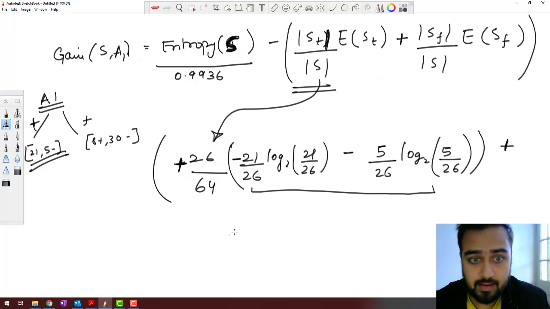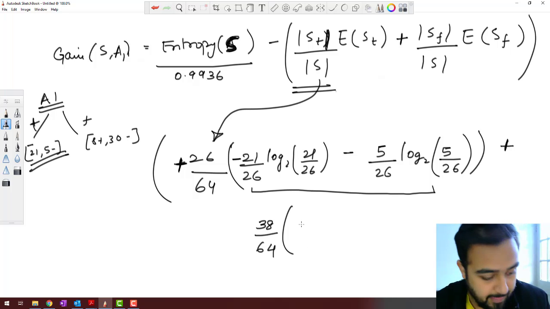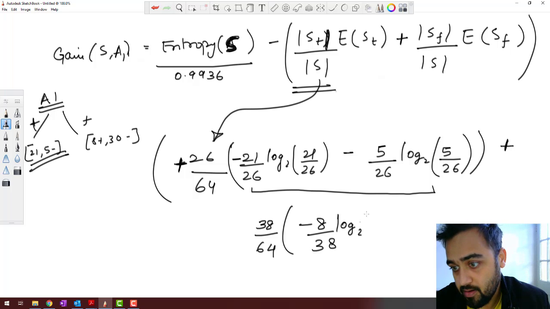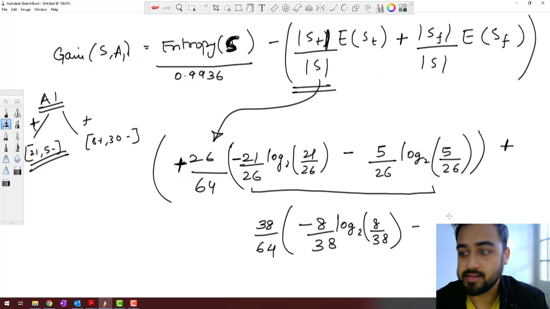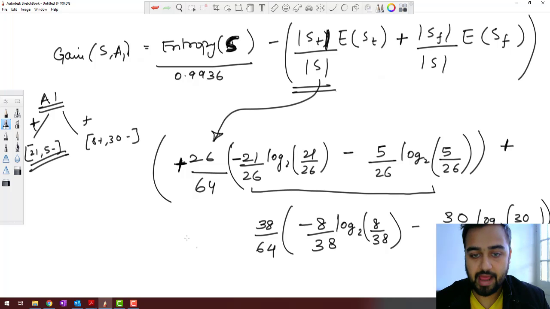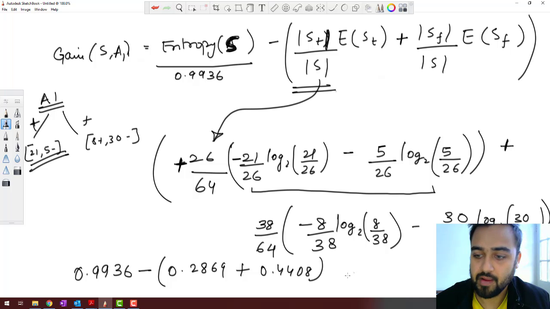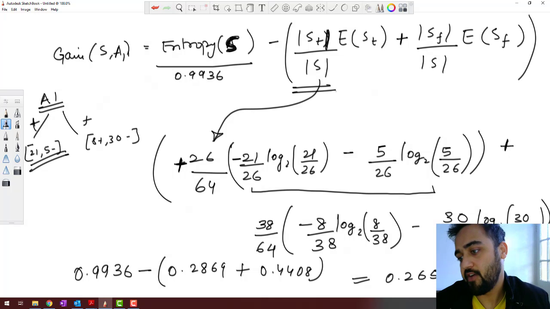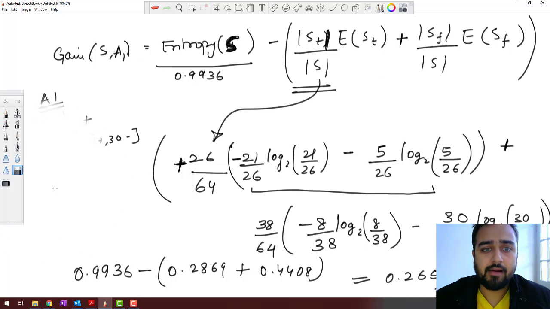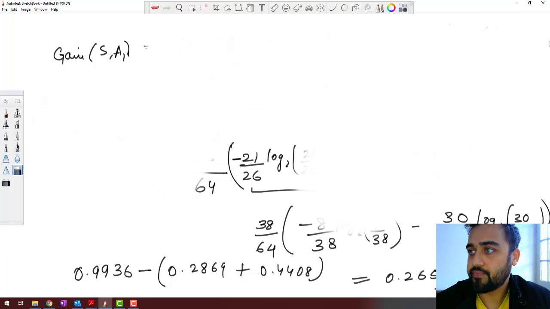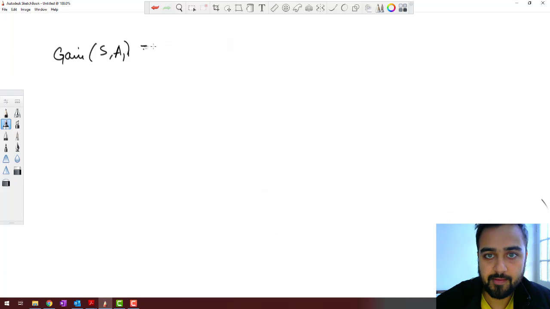Now plus the false side, which would be 38 by 64, times minus 8 upon 38 log 2 of 8 upon 38 minus 30 by 38 log 2 of 30 by 38. You can use your calculators to work it out, and what you'll be left with is 0.2869 plus 0.4408, and the gain for A1 comes out to be 0.2658.